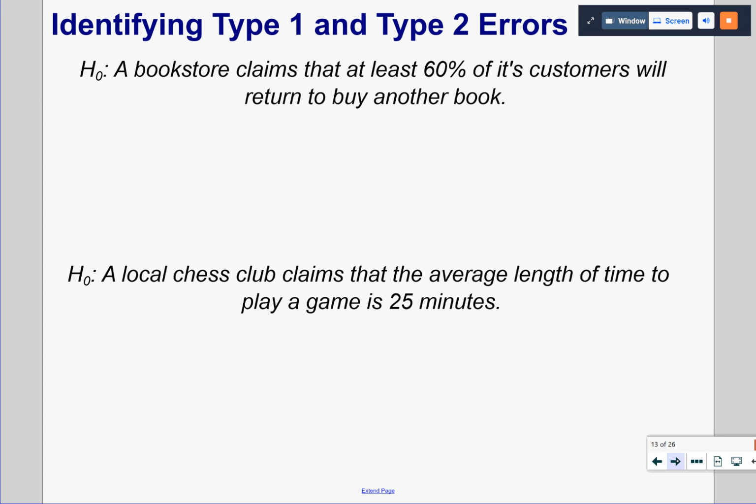All right, so let's just talk through these next couple examples. When you get to these on your Math Excel, it's going to be like drop-down menus, kind of filling in the phrases that are already pre-made for you, so we don't get too crazy with this. But in these situations, they're giving you a null hypothesis, and they want you to name what the type 1 and type 2 errors would be in this context. So in the first one, a bookstore claims that at least 60% of its customers will return to buy another book. So a type 1 error, if it's a type 1 error, are we assuming that it is true or false?